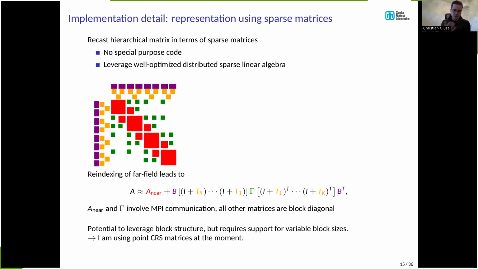And because obviously we care about doing this in a memory distributed fashion, there's really only two operators or two matrices in this expression that will require any sort of communication. One is the near field matrix, which probably isn't all that surprising. And then the other term is this gamma in the middle, which corresponds to the green blocks in my picture, which are the coupling blocks, like the small coupling blocks in my truncated SVD that also encode the non-local nature of my operator. All right, next slide, please.